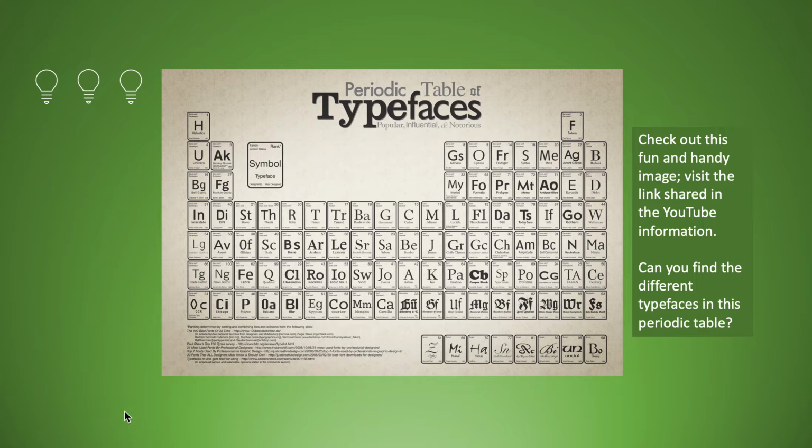So if you take a look at this periodic table of typefaces, you will see that there's lots of different ones, and there's some that you've probably used on a regular basis, like Arial or Times New Roman, and some of the ones that Williams discusses in her book are included here.